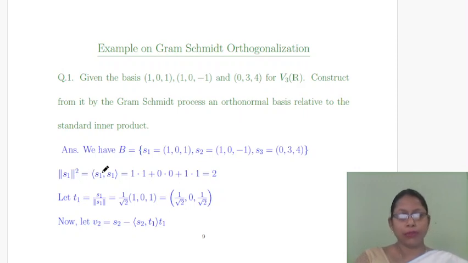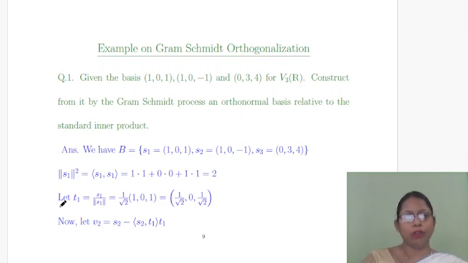The norm of S1 squared is equal to the inner product of S1 with S1. That is, multiply the elements of S1 with S1: 1 with 1, 0 with 0, 1 with 1. That is 2.